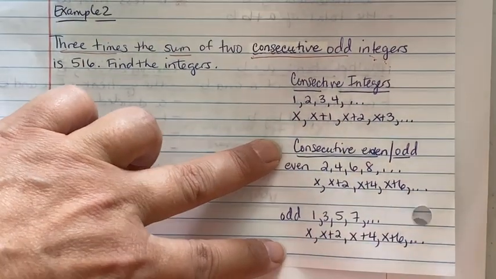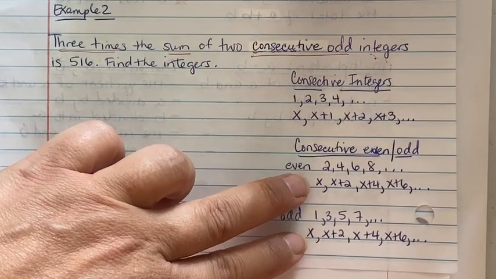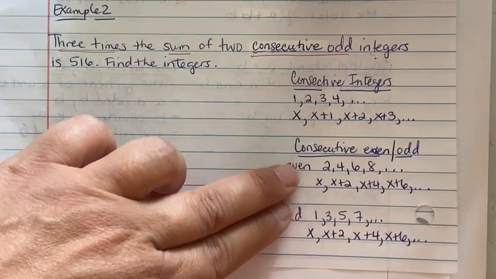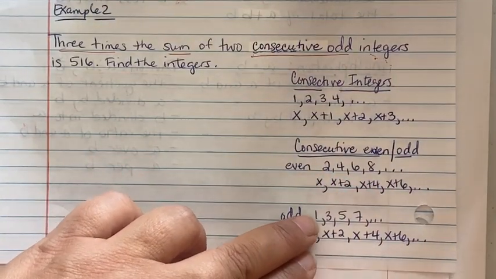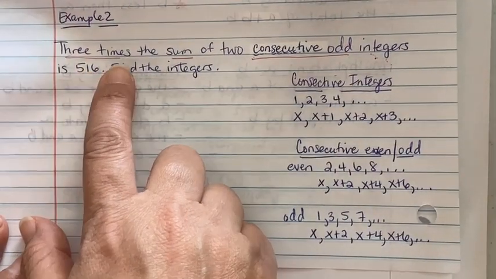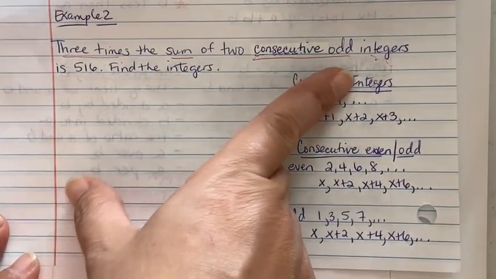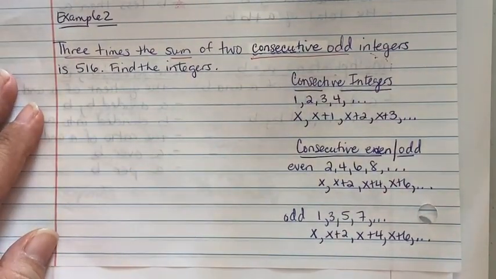Notice that consecutive even and odds have the same algebraic setup, but it's dependent on which number you start on. If you start on an even number, the pattern stays even. If you start at an odd number, the pattern stays odd. So it says here, 3 times the sum of two consecutive odd integers is 516. So we need to come up with our equation.